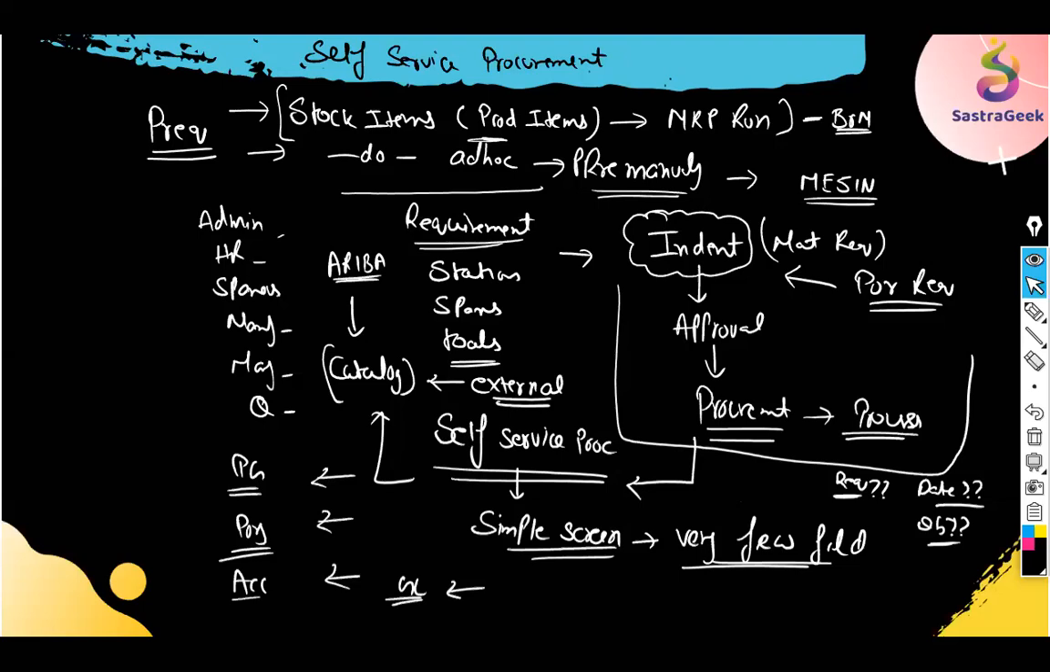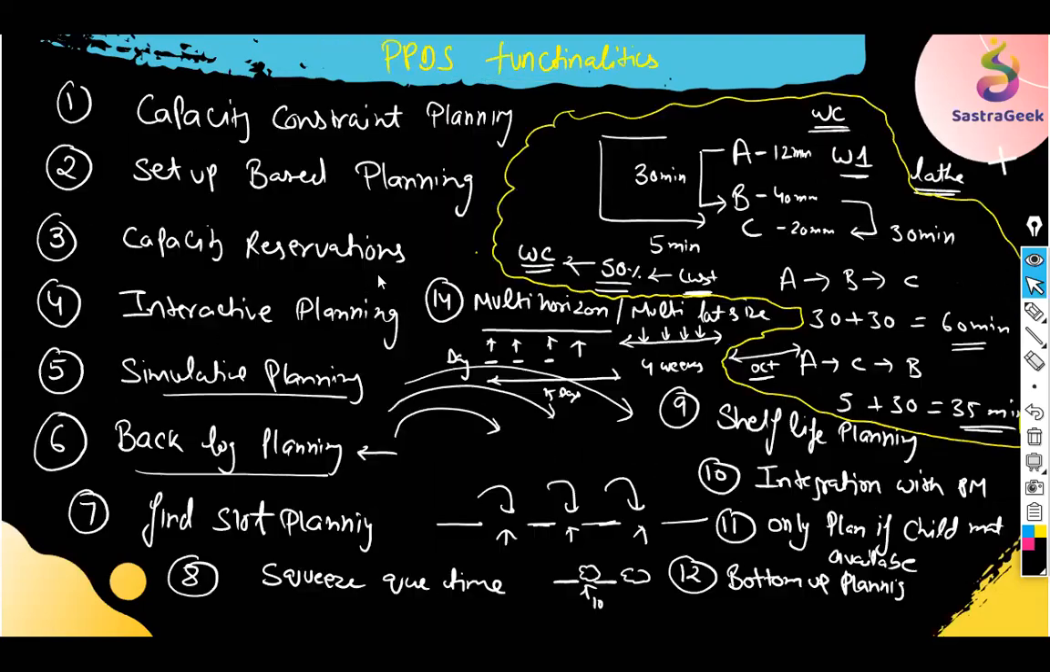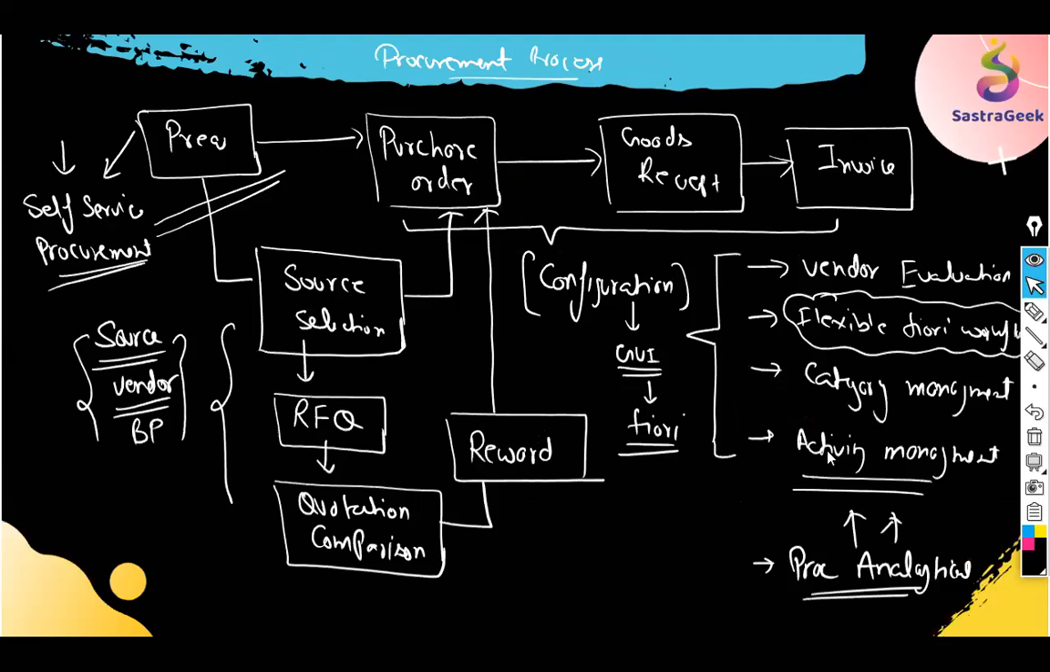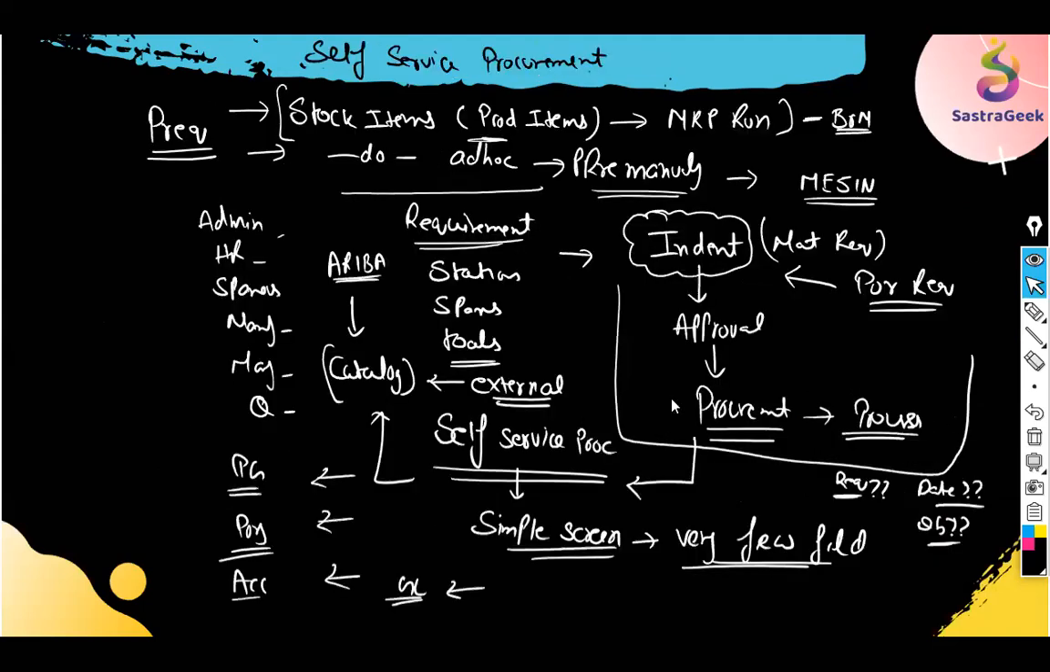Today we will be moving ahead with some more functionalities which we discussed here: category management, activity management, and vendor evaluation. But before I proceed, I will take a quick pause to check if you have any questions. You can ask now before I proceed ahead. Okay, if you don't have any questions, let's proceed.